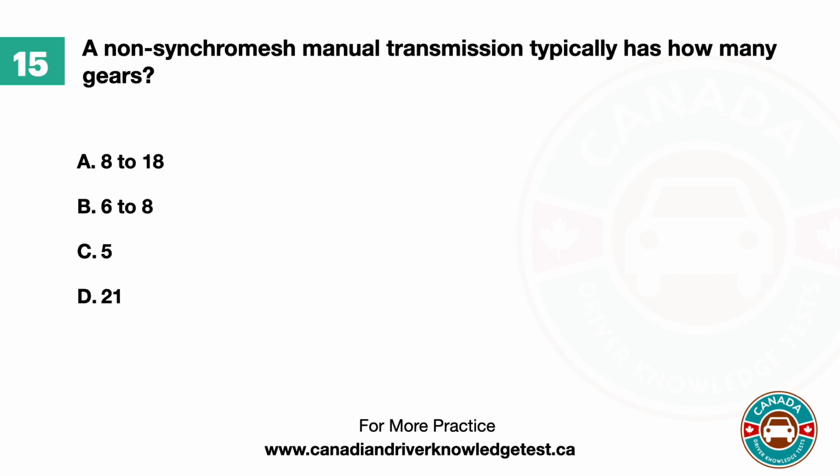Question 15. A non-synchromesh manual transmission typically has how many gears? A. 8 to 18. B. 6 to 8. C. 5. D. 21. The answer is A. 8 to 18.